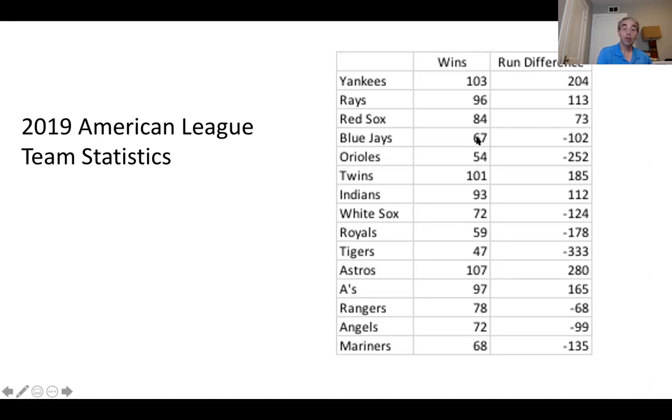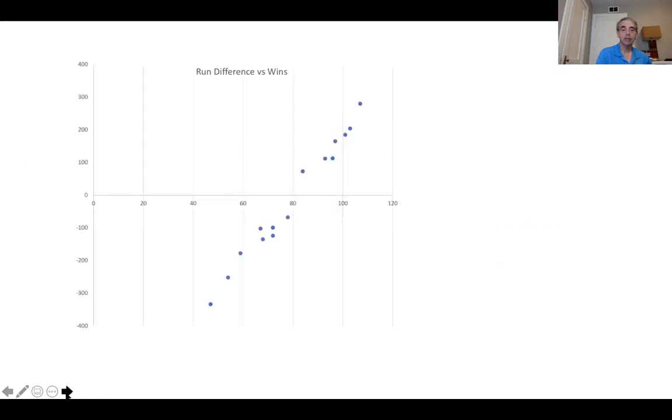So you'd expect teams that win a lot of games would score many more runs than their opponents. Teams that lose a lot of games would score many fewer runs than their opponents, hence we would have negative numbers. So we have all these, and we want to make a scatter plot. On the x-axis, it'll be the number of wins. On the y-axis, it'll be the run difference. So let's look at that. So there it is.